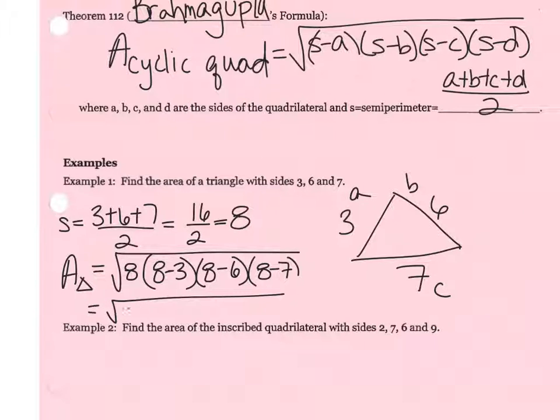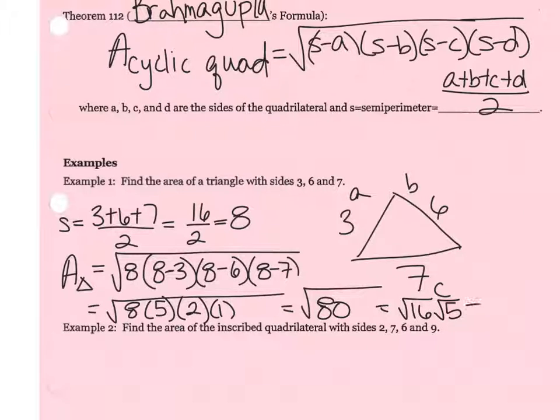So let's simplify this. We have the square root of 8 times 5 times 2 times 1, which is the square root of 8 times 5 is 40, times 2 is 80, times 1 is 80. So the square root of 80 can be simplified into the square root of 16 times 5, which gives you 4 root 5. And we have units squared. So now you have the area of that triangle that is not a right triangle.